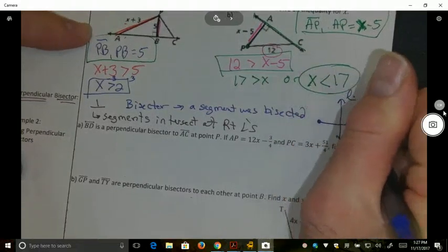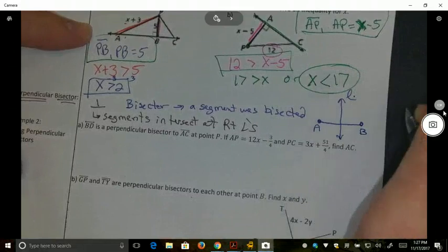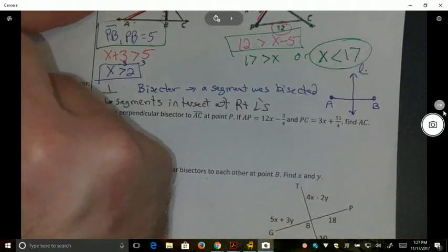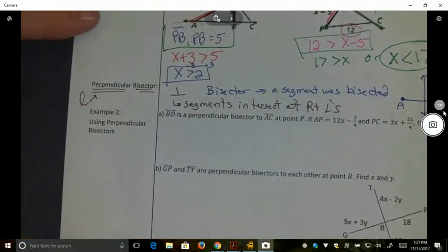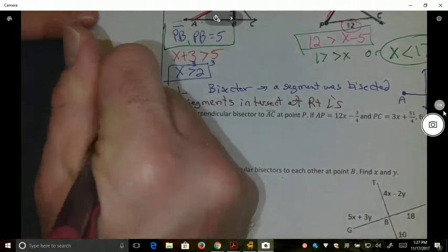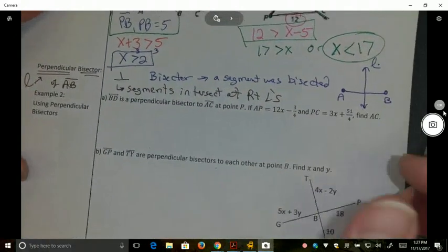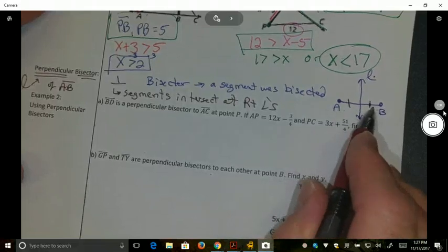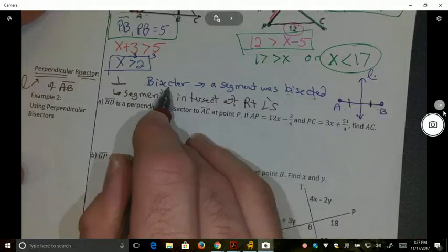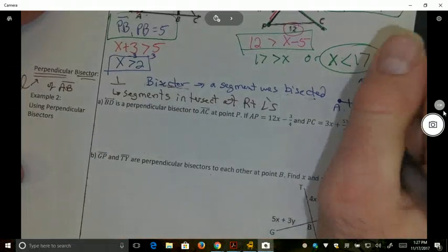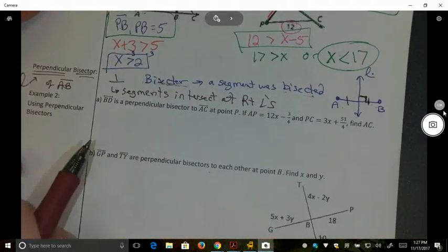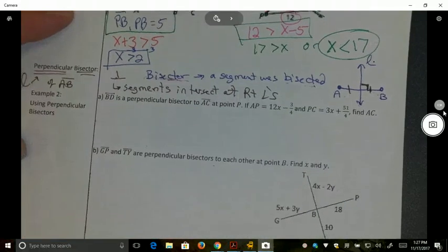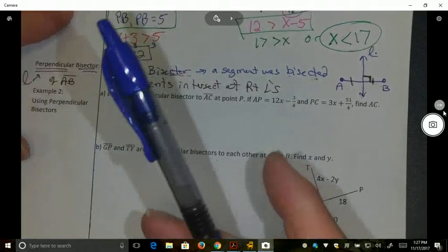And I'm going to have AB be bisected. Well, line L is the perpendicular bisector of segment AB. What this means is two things. AB has been cut into two equal parts, or two congruent parts, by the definition of bisector, and line L and AB cross at 90-degree angles, or right angles, because they're perpendicular. So we're going to draw a picture for this and then try to solve the problem.